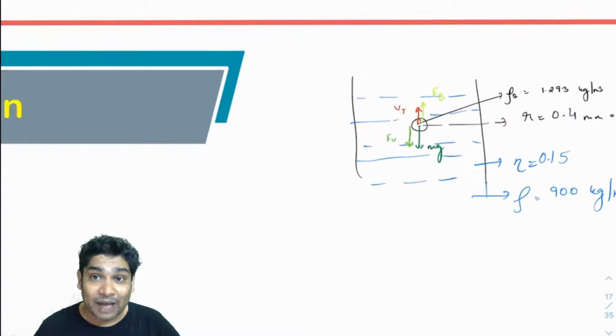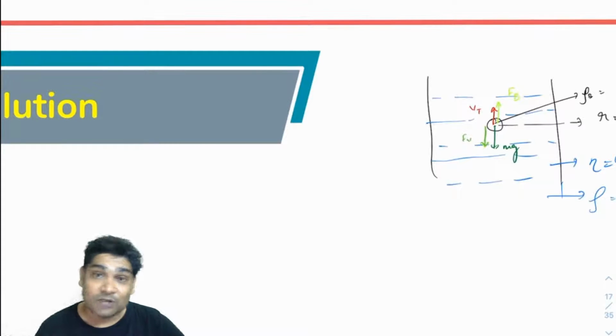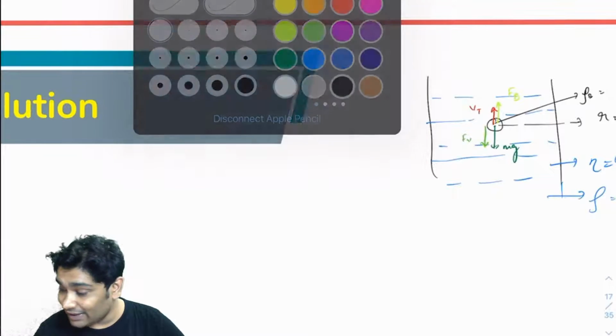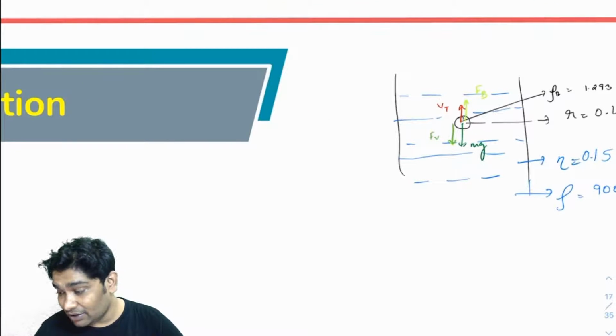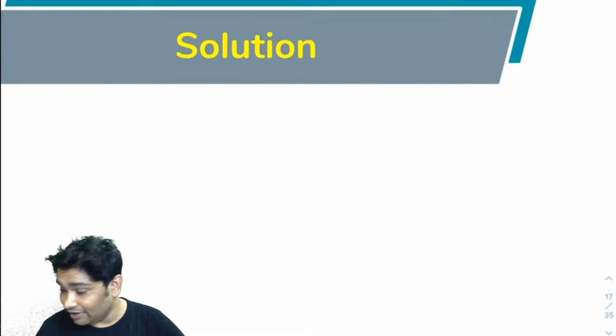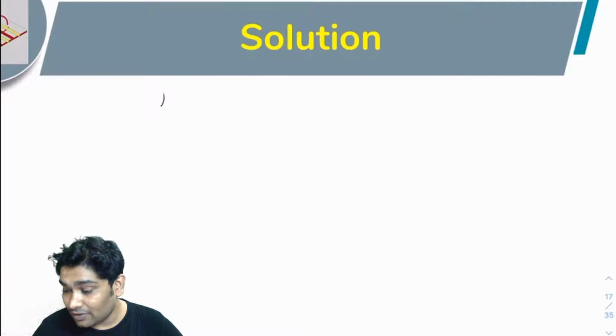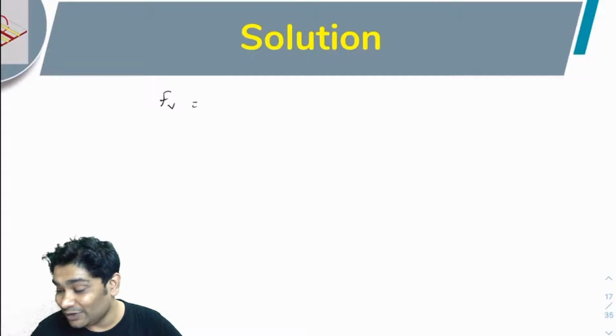So for equilibrium, when the bubble starts moving with terminal velocity, it will be in equilibrium. The net force would be zero because it is moving with a constant velocity. So now what I can say is that in this case, Fv, the viscous force, must be equal to F buoyant minus mg.